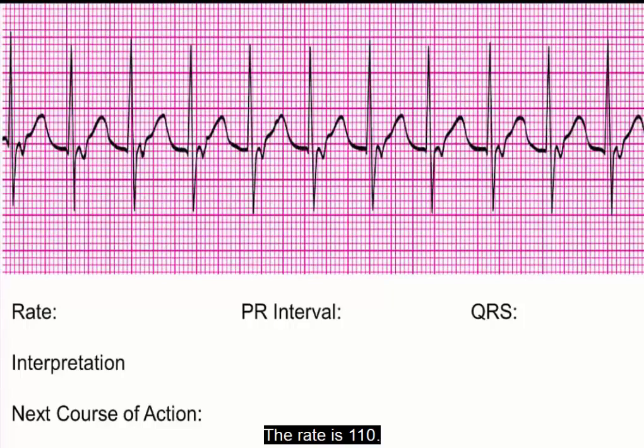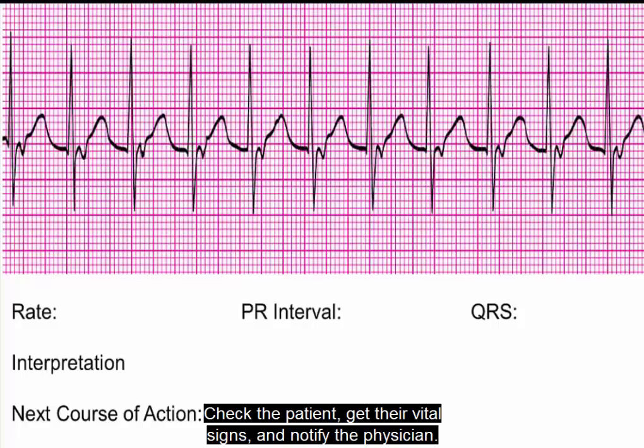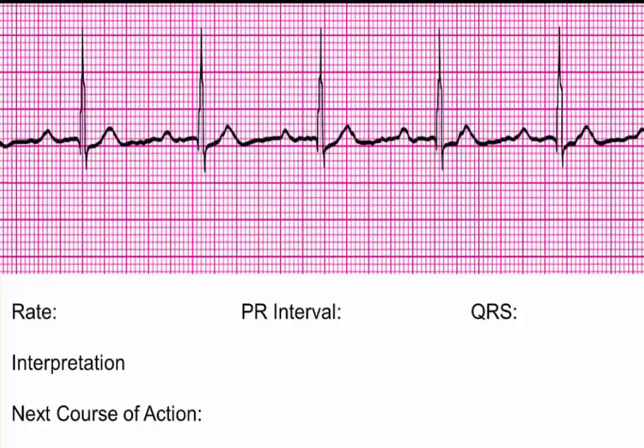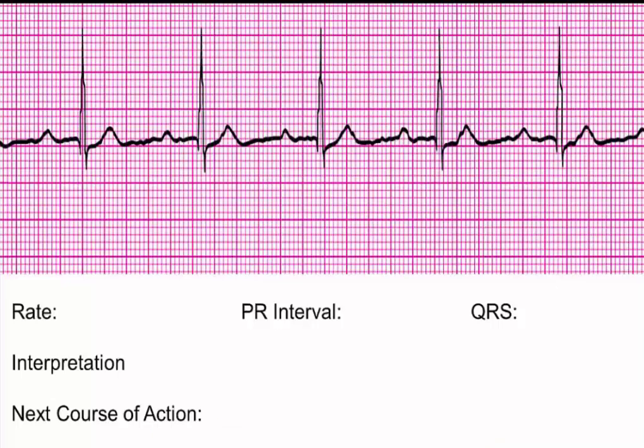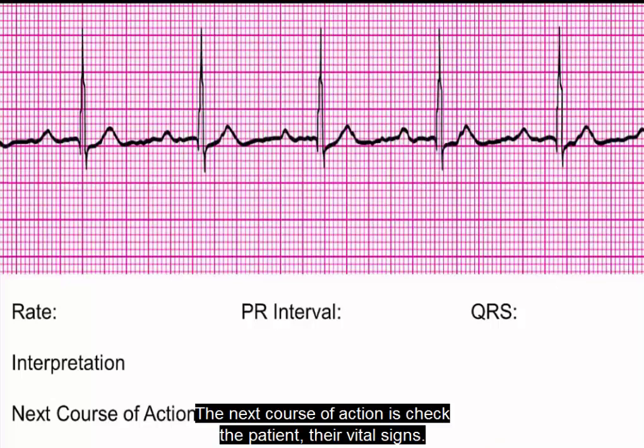The rate is 110. The PR interval is unable to be determined. The QRS is 0.08. This is junctional tachycardia. Check the patient, get their vital signs, and notify the physician. The rate is 50. The PR interval is 0.32. The QRS is 0.08. This is sinus brady with first-degree AV block. The next course of action is check the patient, the vital signs. If new onset or symptomatic, notify the physician.